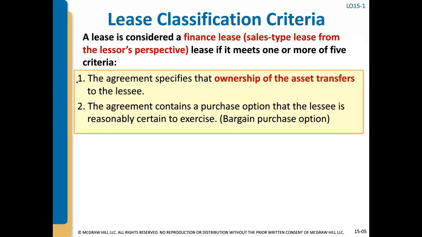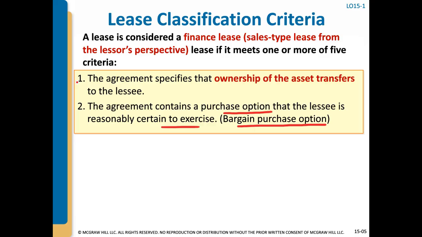The second criteria is that the arrangement contains what's called a bargain purchase option. That's when, at the end of the lease, the lessor gives the lessee the option to purchase that asset for a bargain price where it's almost certain that the lessee will exercise, then it's considered a finance lease.